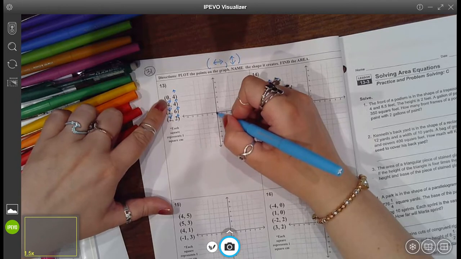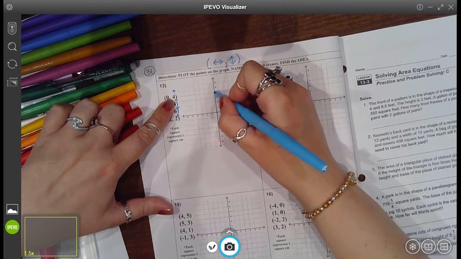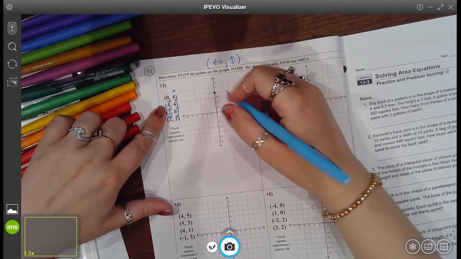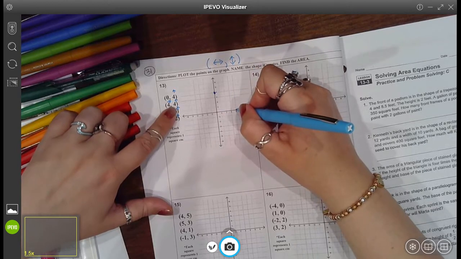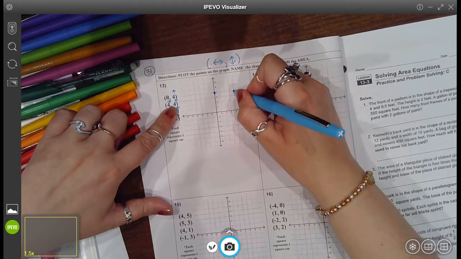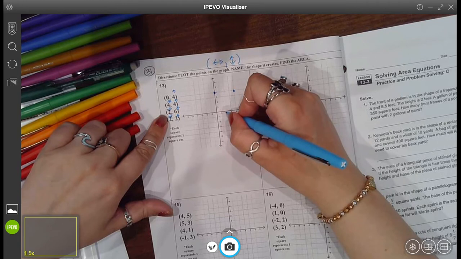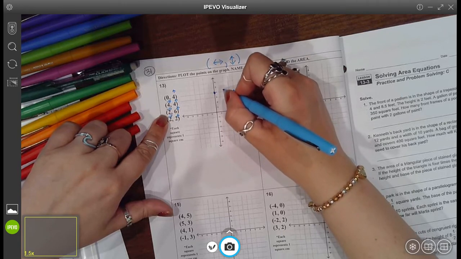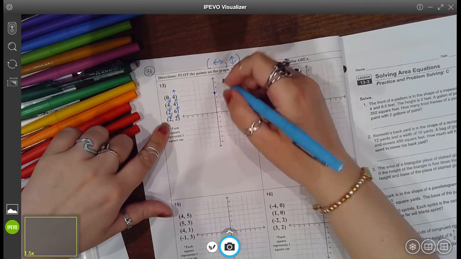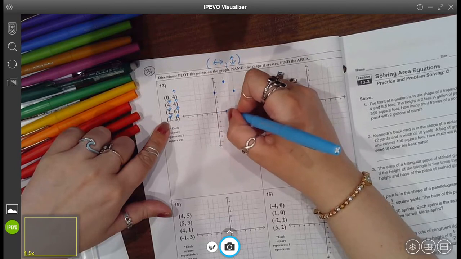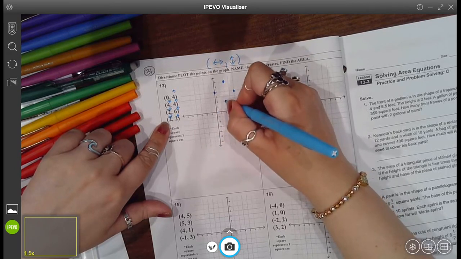You don't move right or left, and then you go up 4. Done. This one, I'm going to go right 4 and then up 4. Okay, right 2, up 6, and then right 2, up 2.